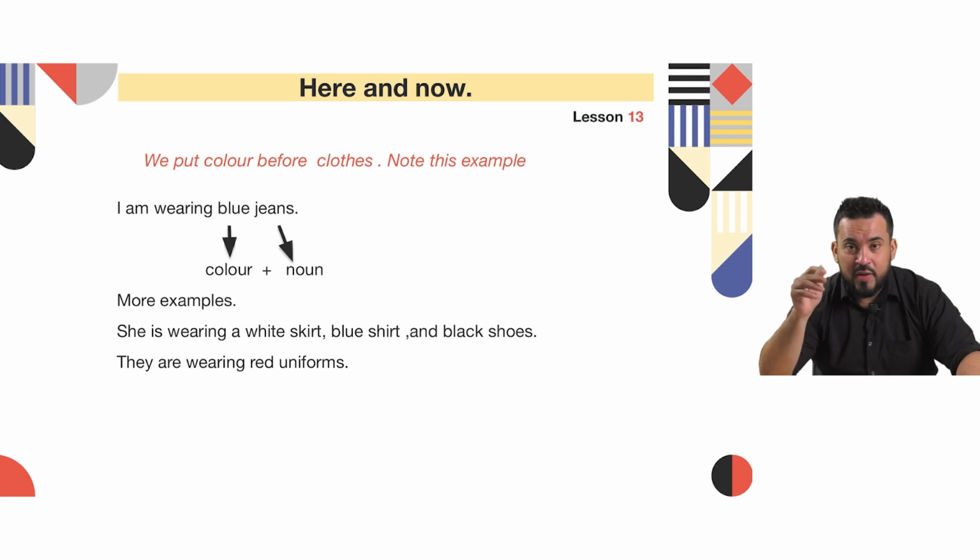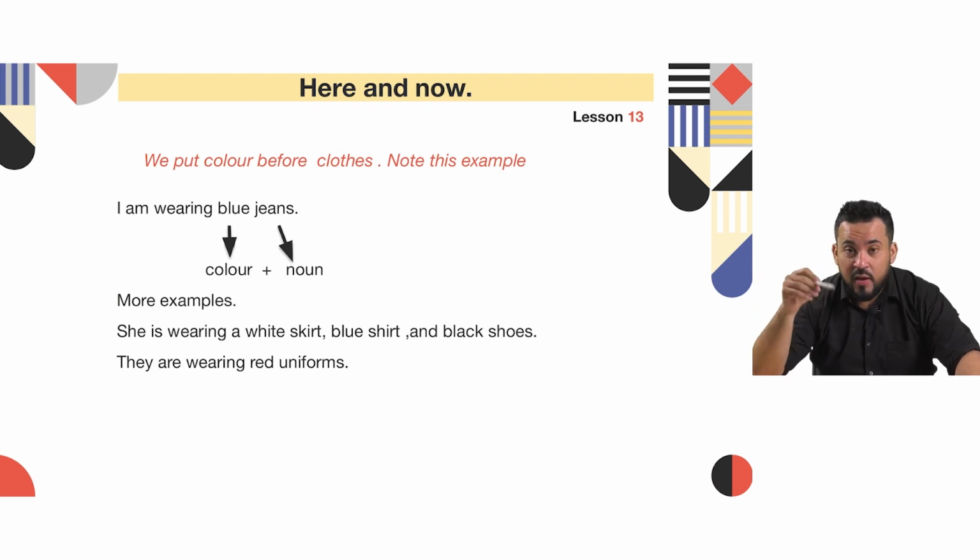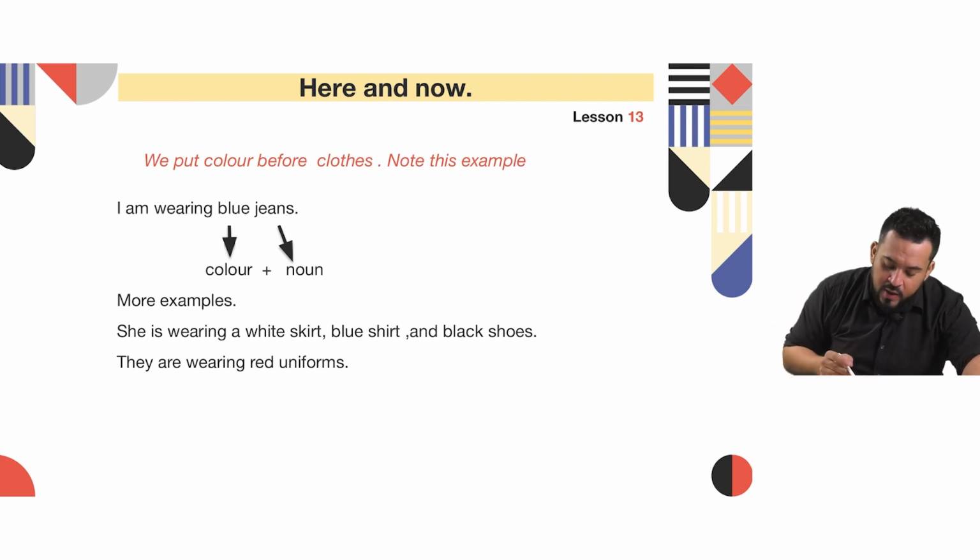Now, if we want to describe a piece of clothing and we want to put a color, we must remember that the color goes before the noun or before the adjectives, always. So you say, I'm wearing blue jeans, not I'm wearing jeans blue. I'm wearing black sunglasses, not wearing sunglasses black. The color always goes before the noun or the adjective, always.